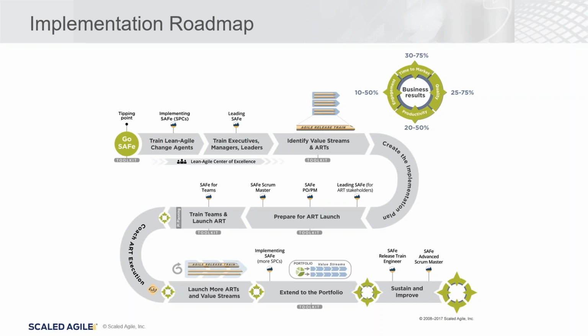We need to be able to deliver faster. We need to be able to deliver greater quality and keep people around, keep them happy, and keep them around. And this roadmap, I've actually seen it adjusted once since I've been with the organization, but I still think it's very solid. And so what they say here is step number one is to train the lean agile change agents, and then those change agents train the executives and leaders of the organization about SAFe.